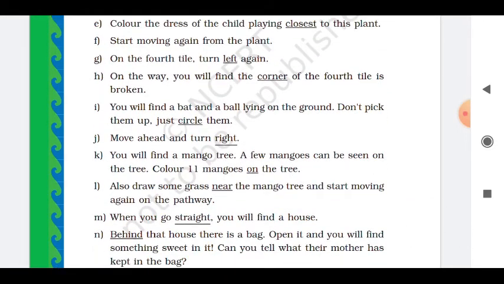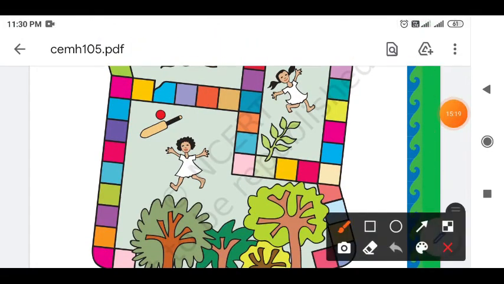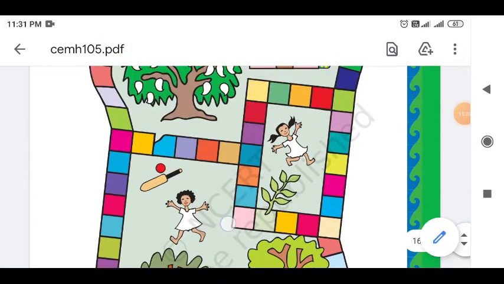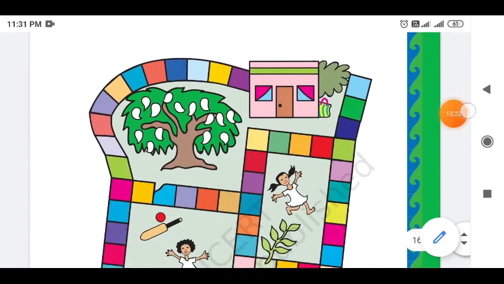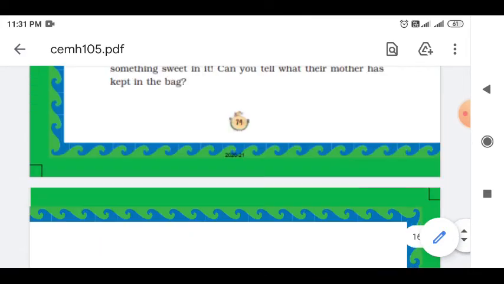You will find a mango tree. A few mangoes can be seen on the tree. Color 11 mangoes on the tree. Like that, you have to keep moving forward. There is a mango tree, and there are so many mangoes. Only 11 mangoes you have to color. You have to count the mangoes and color 11 of them.